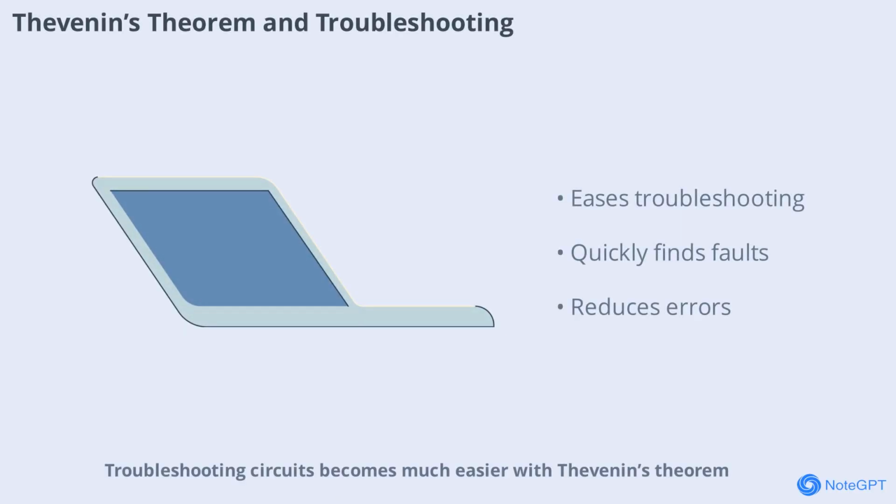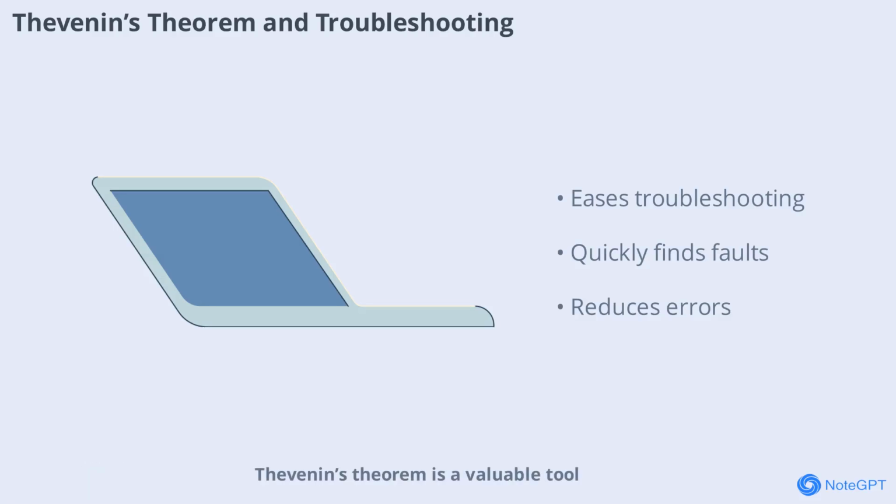Troubleshooting circuits becomes much easier with Thevenin's theorem. By reducing a complex network to a simple equivalent, you can quickly identify faulty components or connections. This approach saves time and reduces the risk of errors. Whether you're working on a small electronic device or a large power system, Thevenin's theorem is a valuable tool for diagnosing and fixing problems efficiently.